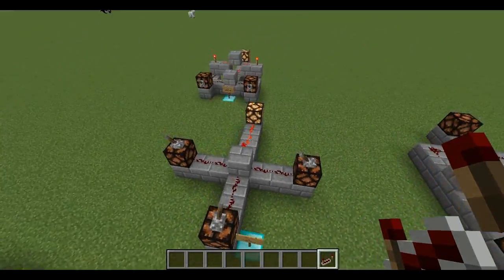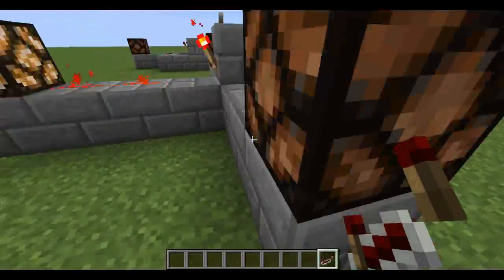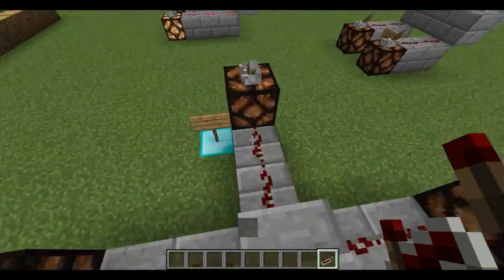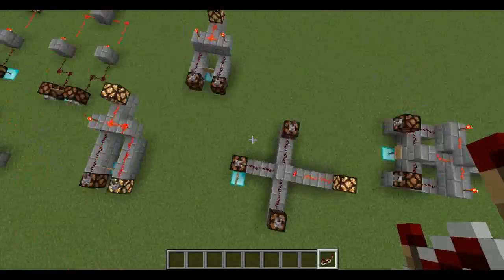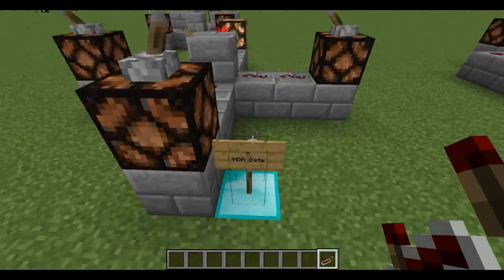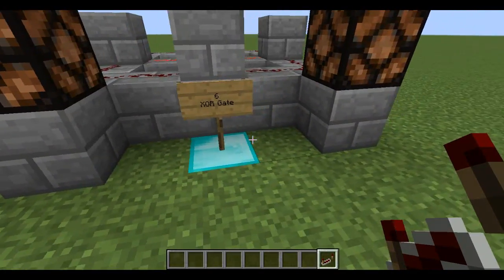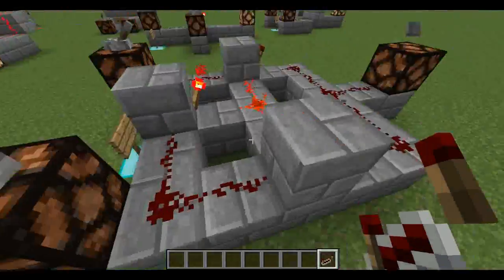So, the N means negative, I think. I didn't come up with the names, but N means negative, so that's kind of what it does. It's like a cross right there. Okay, let's move ahead. This is number six. This is the XOR gate. This one's interesting.